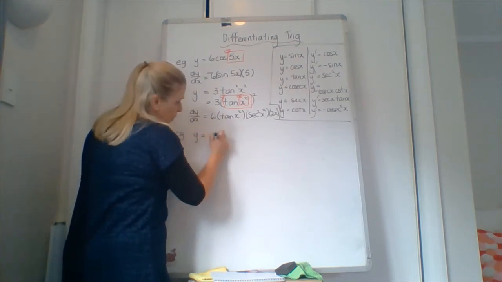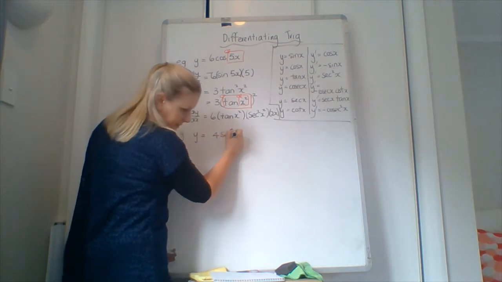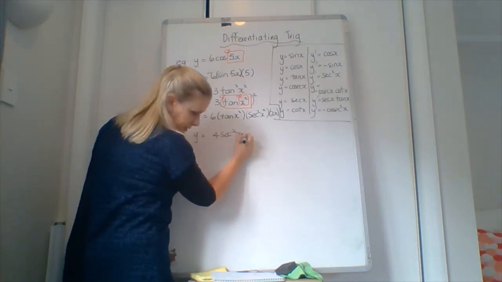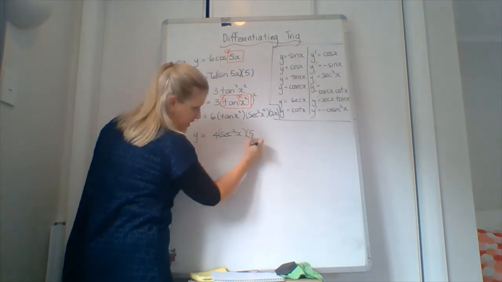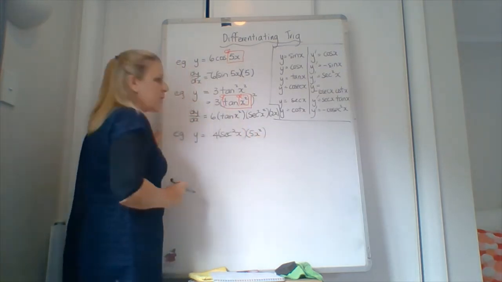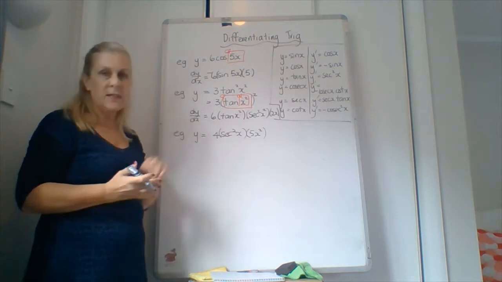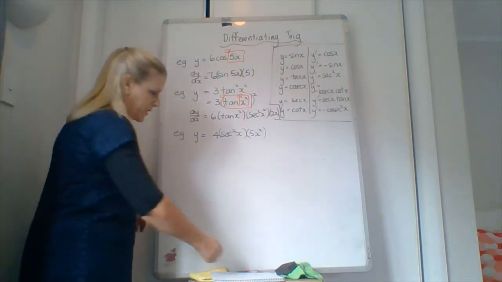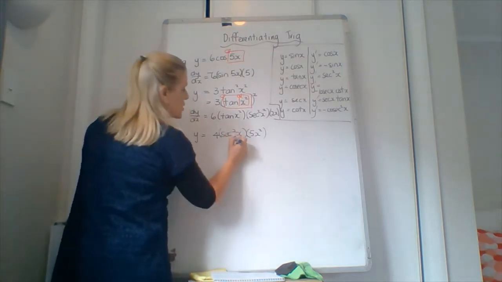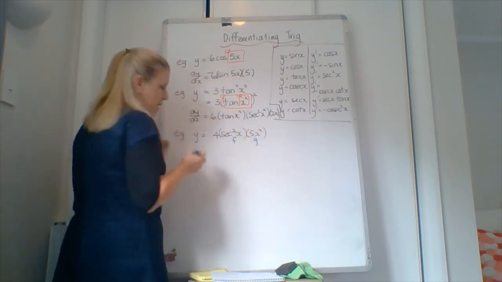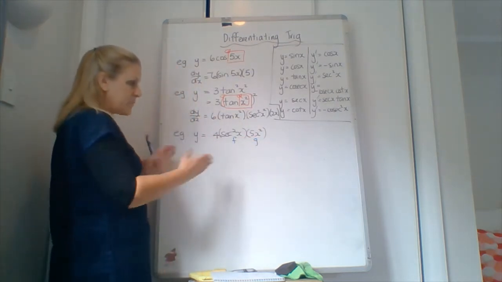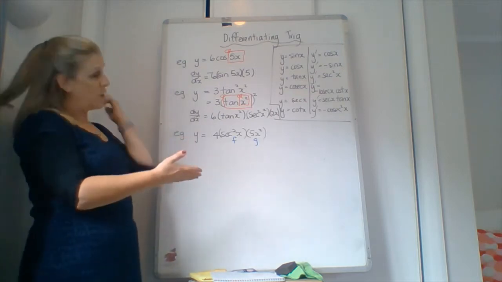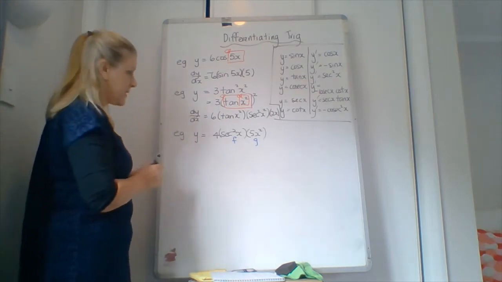Y equals 4 sec squared x times 5x squared. Right, so we've got 2 x's here. That means that we've got the product rule, all right, f and g. Now, at this point, I'm going to leave that 4 and just make it by itself. It's just 4 of those, so 4 of the answer.